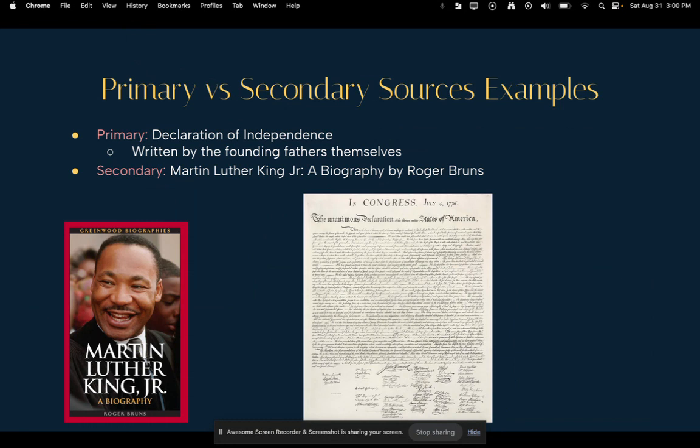A secondary source example would be the book called Martin Luther King Jr., a biography by Roger Bruns. Because Roger Bruns did not experience Martin Luther King Jr.'s life. He's just writing about Martin Luther King Jr.